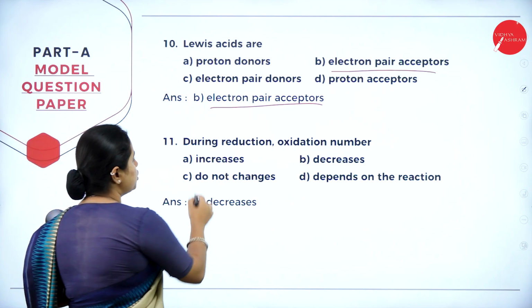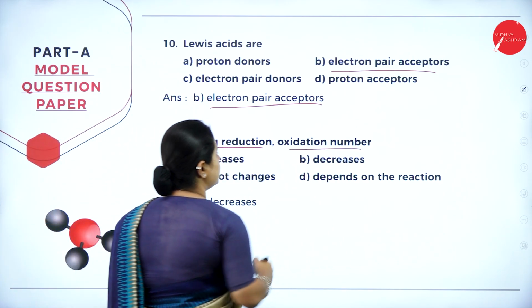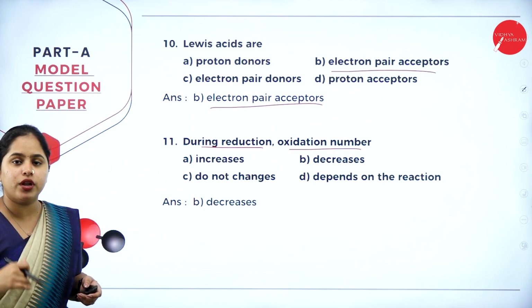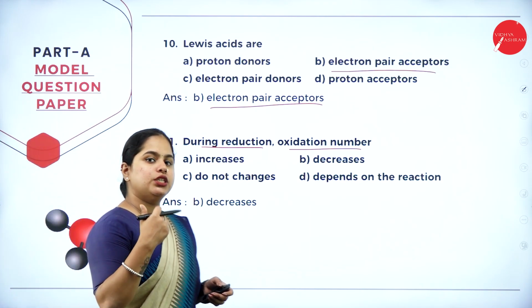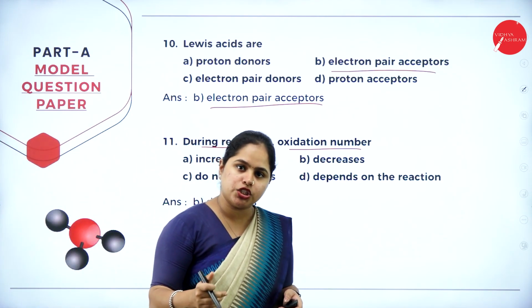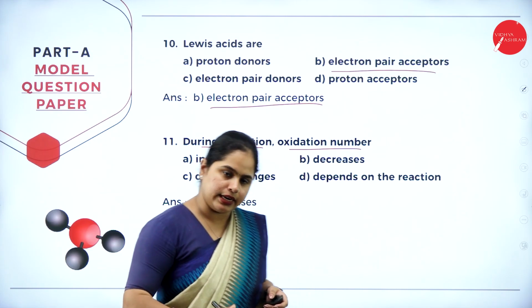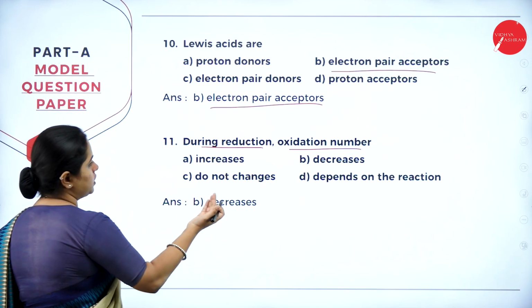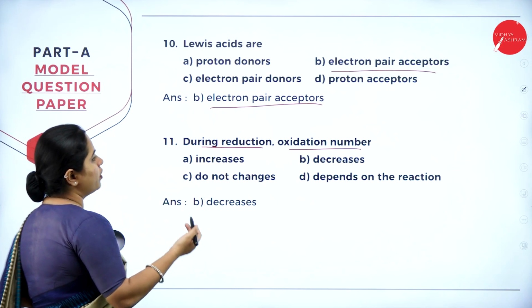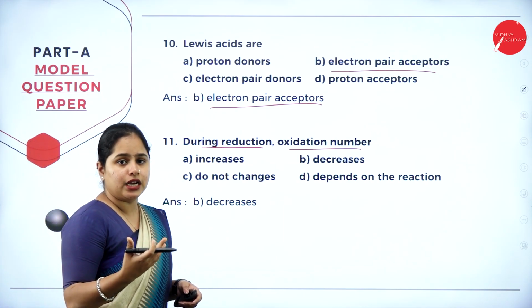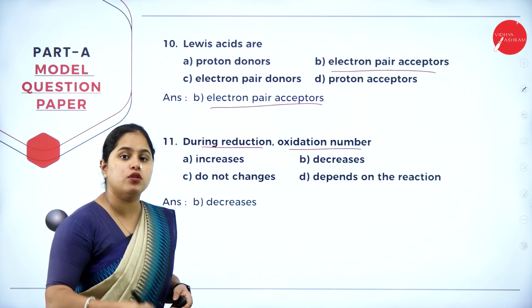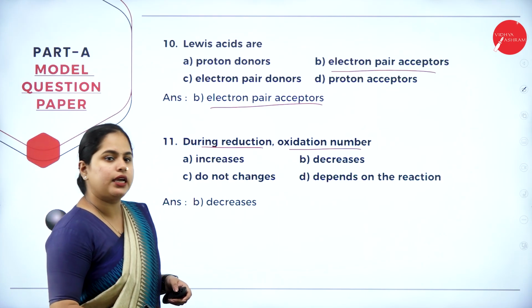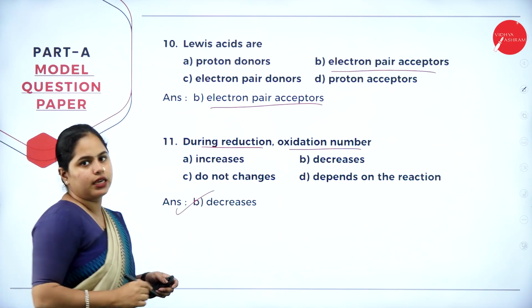Moving on to the next question. During reduction, oxidation number. So this is an easy question. During oxidation, oxidation number increases. During reduction, oxidation number decreases, right? So the options are increases, decreases, do not change, depends on the reaction. So of course during a reaction, if reduction is taking place, the oxidation number will decrease. Okay, so the correct answer is decreases.